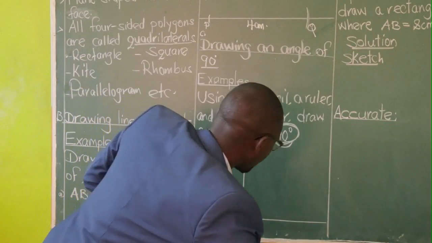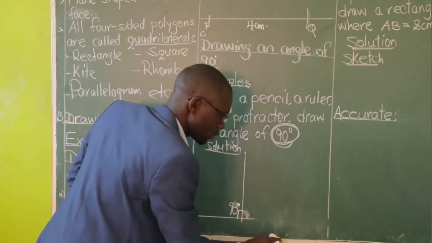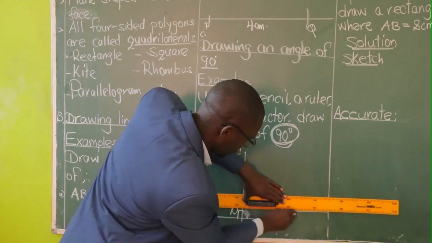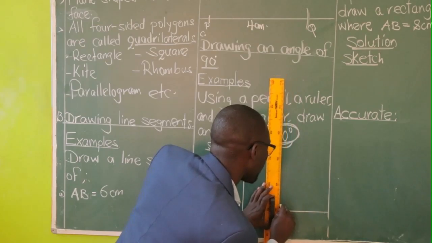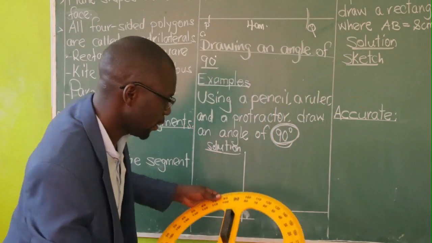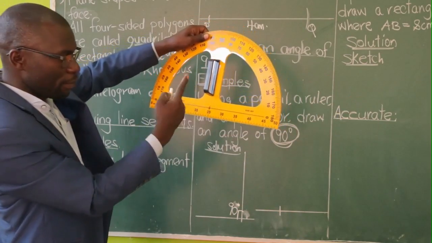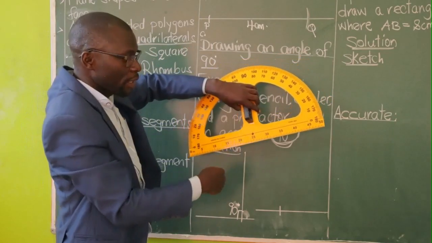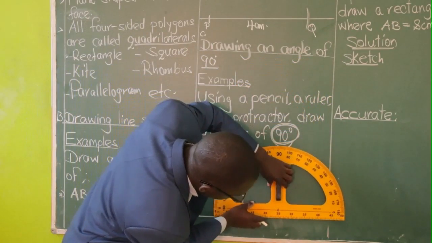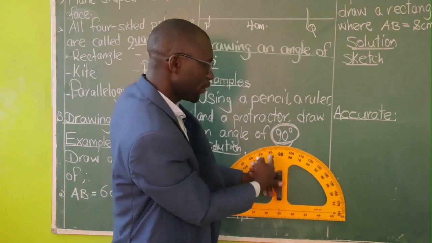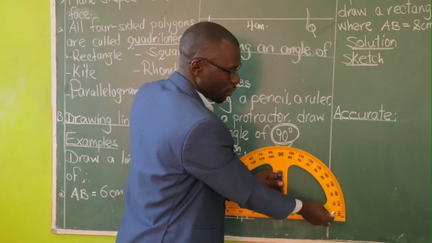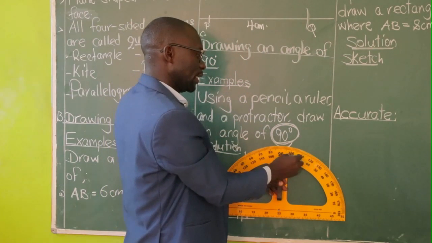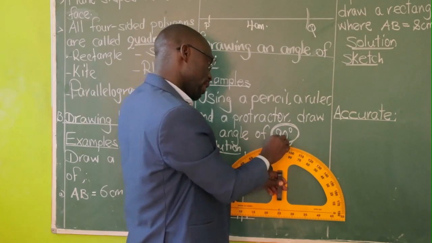If you are to draw it on the right, you can as well put a baseline, put a starting point there like that, and then still go to where our point is, the middle point of our compass. Make sure the transparent line on your protractor, that line down there, is exactly on the line you have drawn. Now like mine here, I want my angle of 90 to be on the right hand side. So I'll start 0, 10, 20, 30, 40, 50, 60, 70, 80, and finally 90.